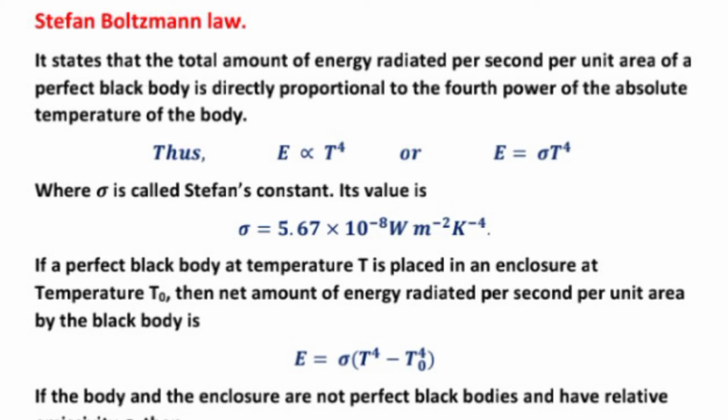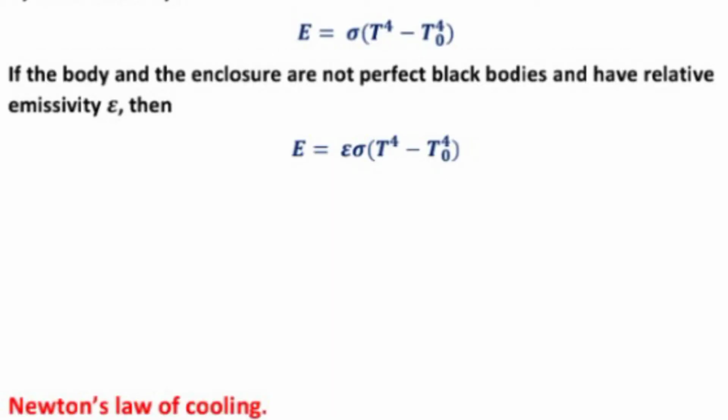If a perfect black body at temperature T is placed in an enclosure at temperature T0, then the net amount of heat radiated per second per unit area by the black body is given by E equals sigma (T^4 minus T0^4). If the body and the enclosure are not perfect black bodies and have relative emissivity epsilon, then E equals sigma epsilon (T^4 minus T0^4).